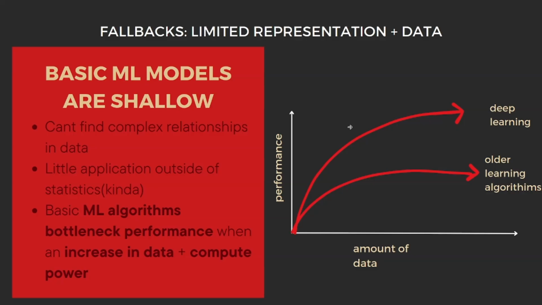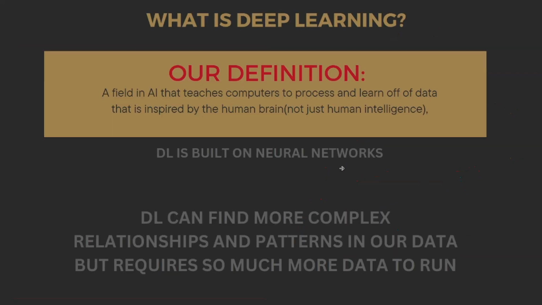They can't find complex relationships in data. There's not much application outside of statistics, and the basic ML algorithms like linear regression tend to bottleneck performance when we increase data and compute power. So there's basically a fall off that older learning algorithms will take. That's why we need deep learning.